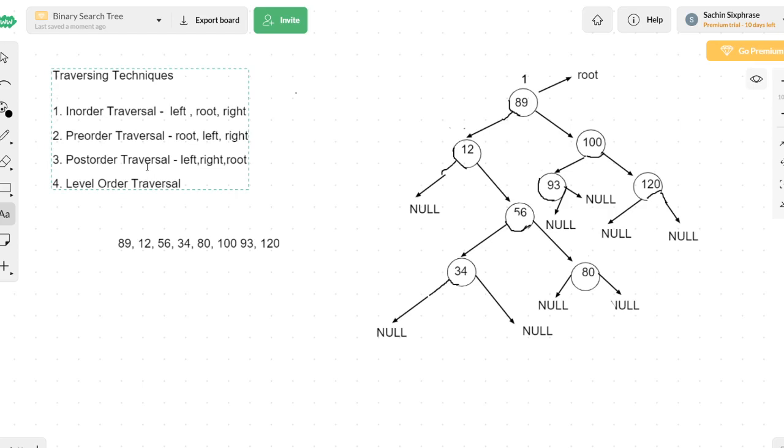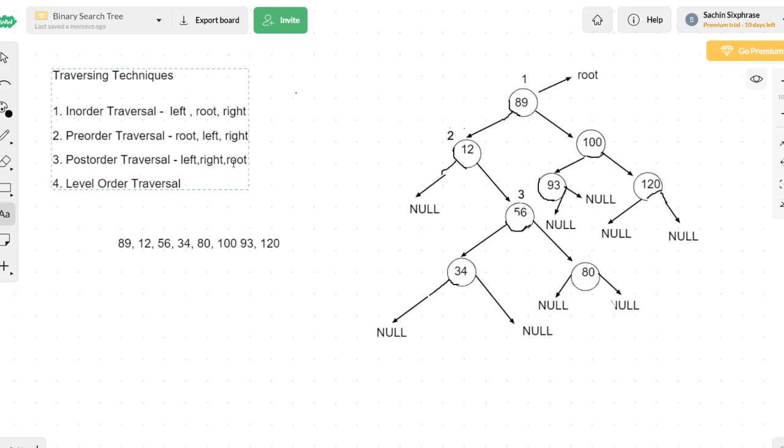Where is the first importance given? Left. So you will again move to left, which is actually you will be moving here to 12. So the next importance is given to 12. Okay. Then from here again you have to move to left, but left is null, so the next preference is right. So instead of moving left, you will now move to right. So right side means you will be moving to 56.